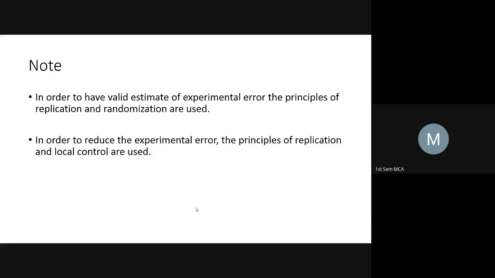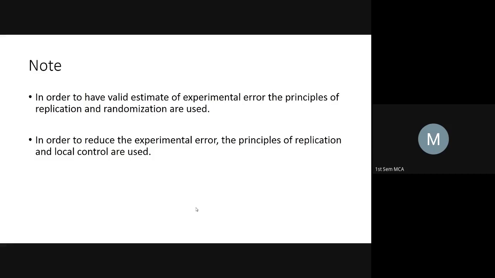Okay. This is very, very important. To validate, one is validation. Validate the estimate of experimental error. There might be 3% error, there might be 4% error, there might be 5% error. Okay. So in order to check whether that number is correct or not, we use the principles of replications and randomization.